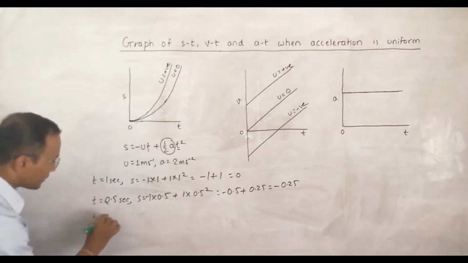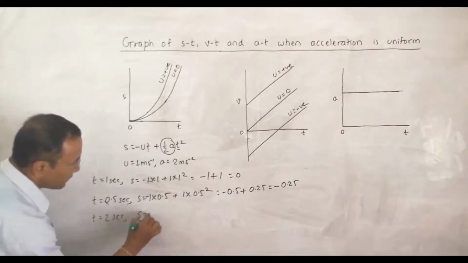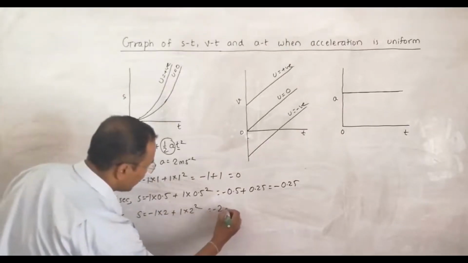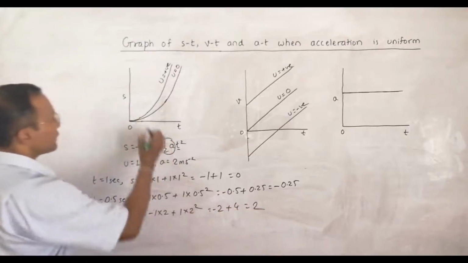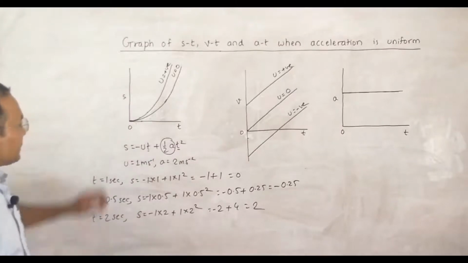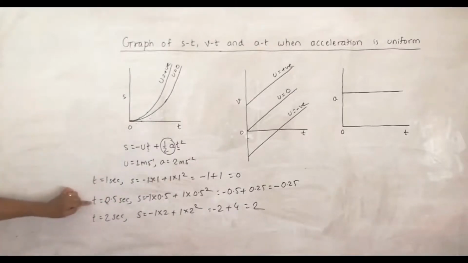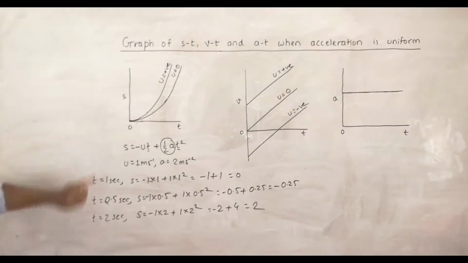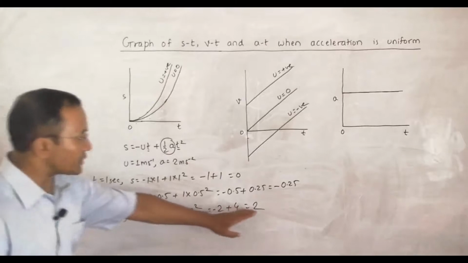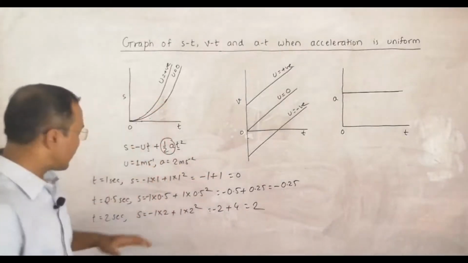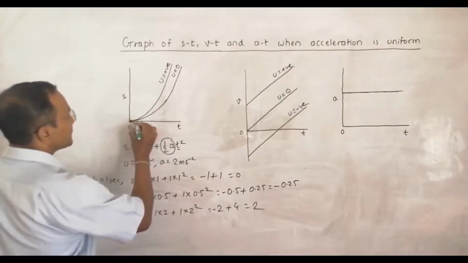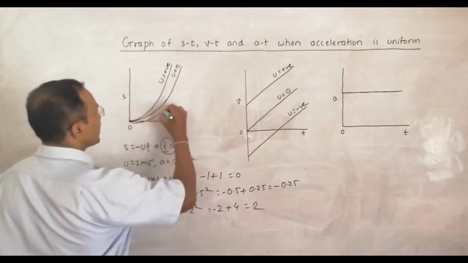Now if I do the same for time equal to 2 seconds, then I'll have s equal to minus 1 into 2 plus 1 into 2 square, which is minus 2 plus 4 equal to 2, so the value becomes positive. So initially 0, then negative, then 0, and then again positive. At 0 second, 0; at 0.5 second, negative value; at 1 second, 0 value; at 2 seconds, positive value. And at any higher times, the value will be positive. So the nature of the graph should be somewhat like this. This should be the nature of the graph later on.